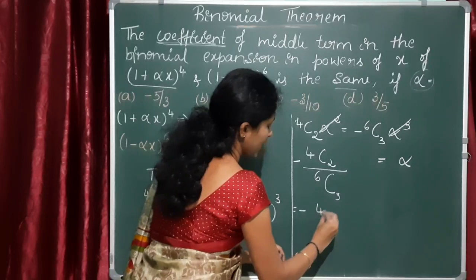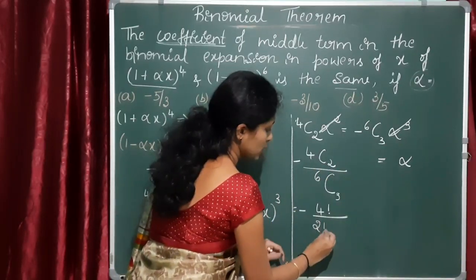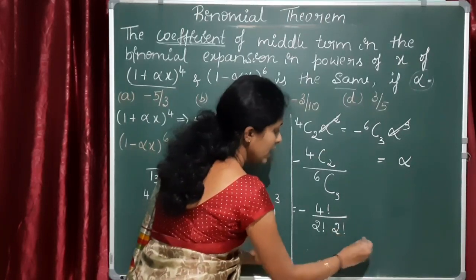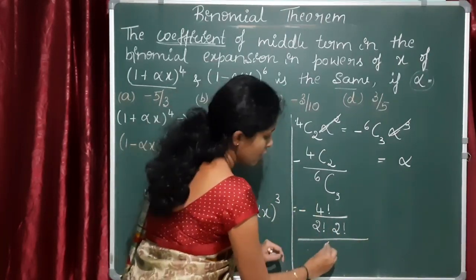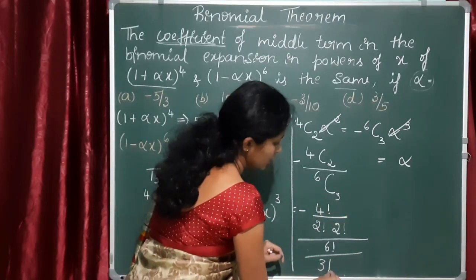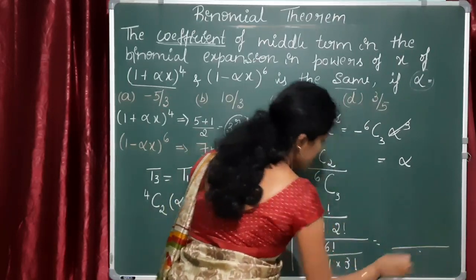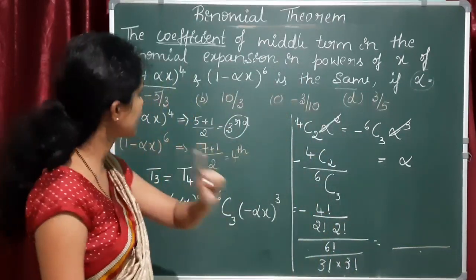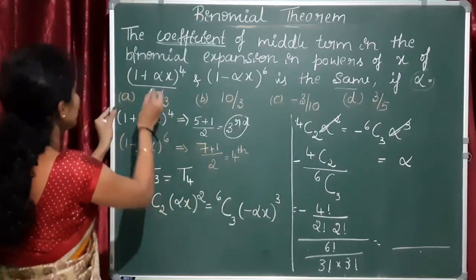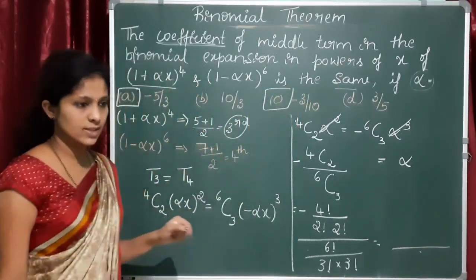We'll simplify this one. Minus 4 factorial divided by (4 minus 2) factorial will be 2 factorial into 2 factorial, divided by 6 factorial divided by (6 minus 3) will be 3 factorial into 3 factorial. Simplify this and find the answer, okay? Check your answer. You have to get it as negative, means the option either it will be answer A or C. Check with both the options, okay?